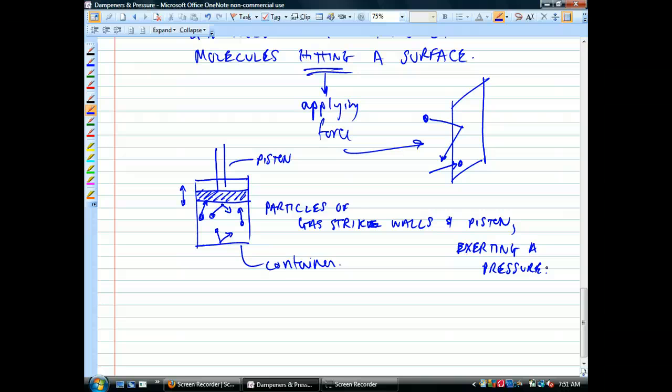pushing back. Now, they're not obviously pushing back like this. They're literally hitting the sides of the walls at like 1,000 meters per second. And there's so many of them that I actually feel it as a major force, and I can't even push against it at some point. Those molecules are exerting so much force when they're hitting this.